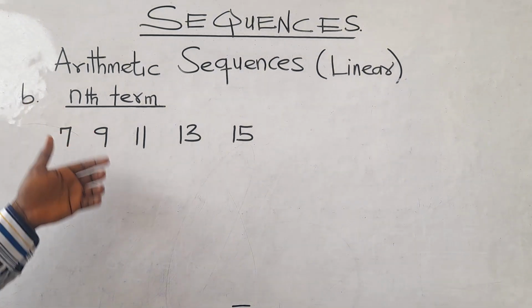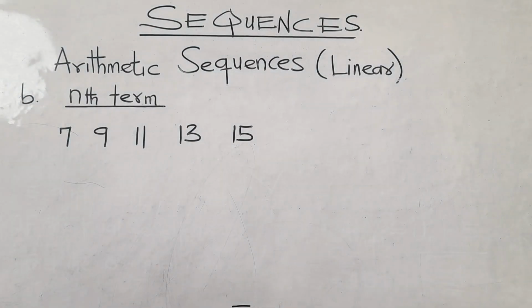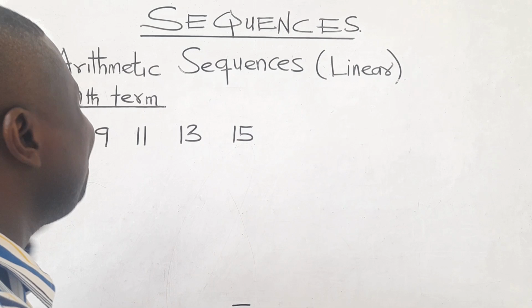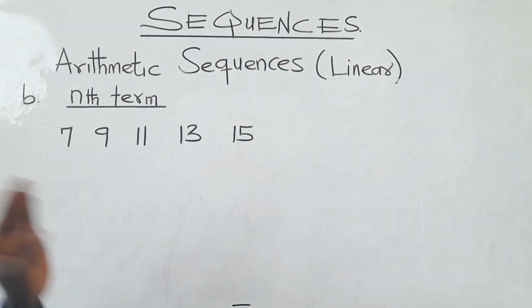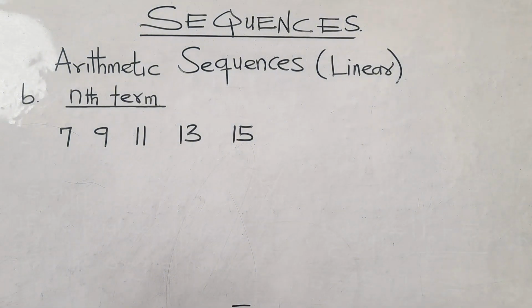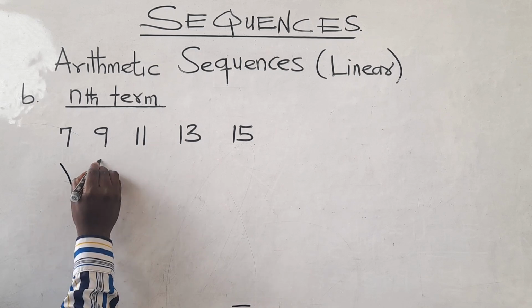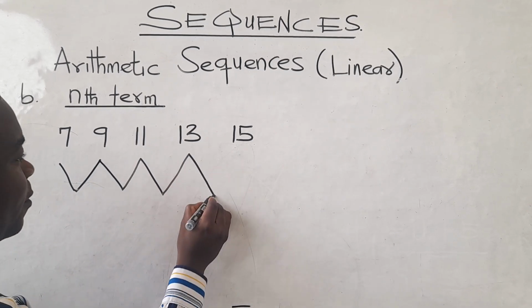Now, the nth term is a rule that we can use to find any of the terms. A rule that we do not need a previous term to get the next term. Once we have that rule, we can get any of the terms. It is a function that helps us find any of the terms. So look at this. We go to our first difference.